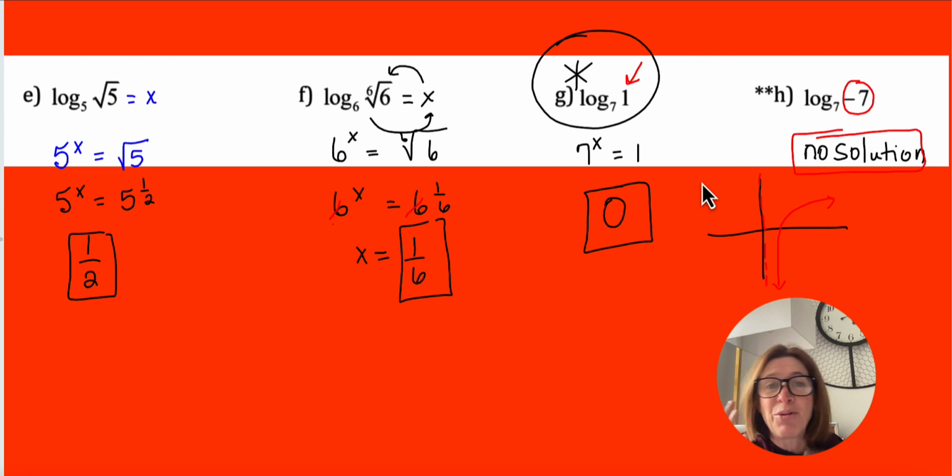Okay. I know that was a lot packed into a short video, and I really appreciate your attention. I think it would be really helpful for you to sometimes go back to this just to make sure you understand what a log is. But to reiterate, a log is the power to which a number is raised to get another number.